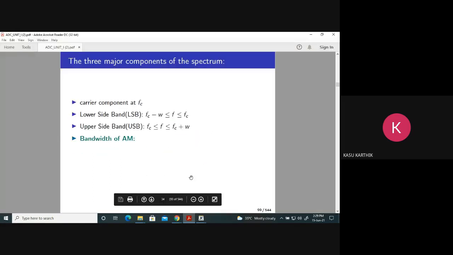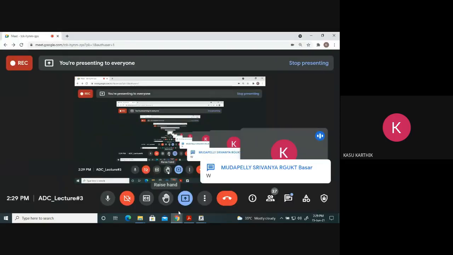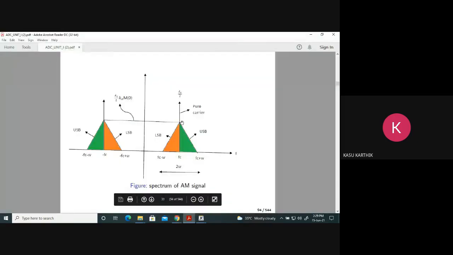what's happening in the spectrum? Can you tell me what is the bandwidth of the upper sideband? Only the upper sideband. W. So what is the bandwidth of the lower sideband? Also W. Which means each sideband contains the entire information about the message signal. Both sidebands contain the same information.